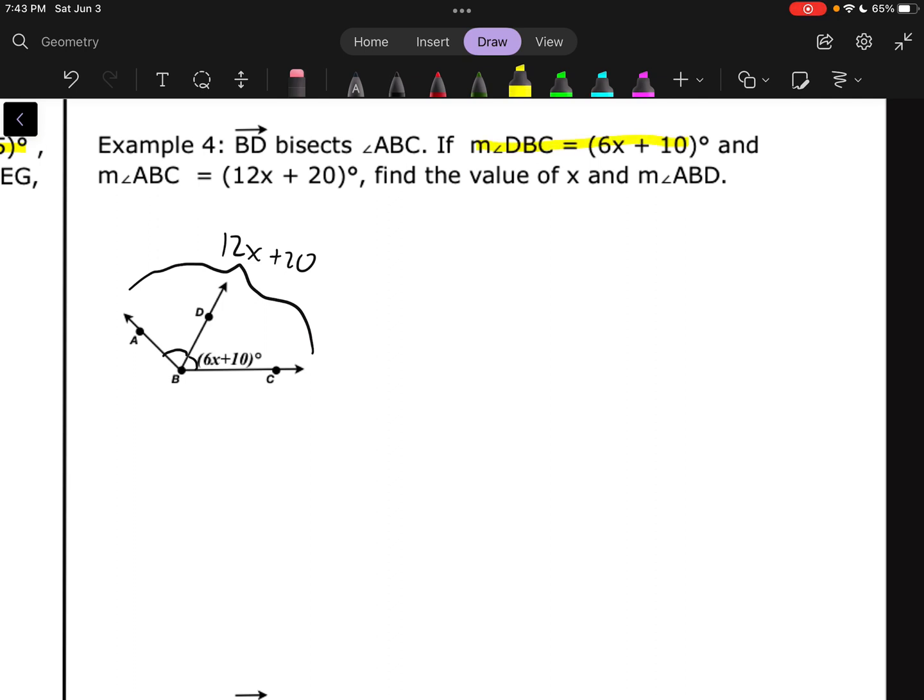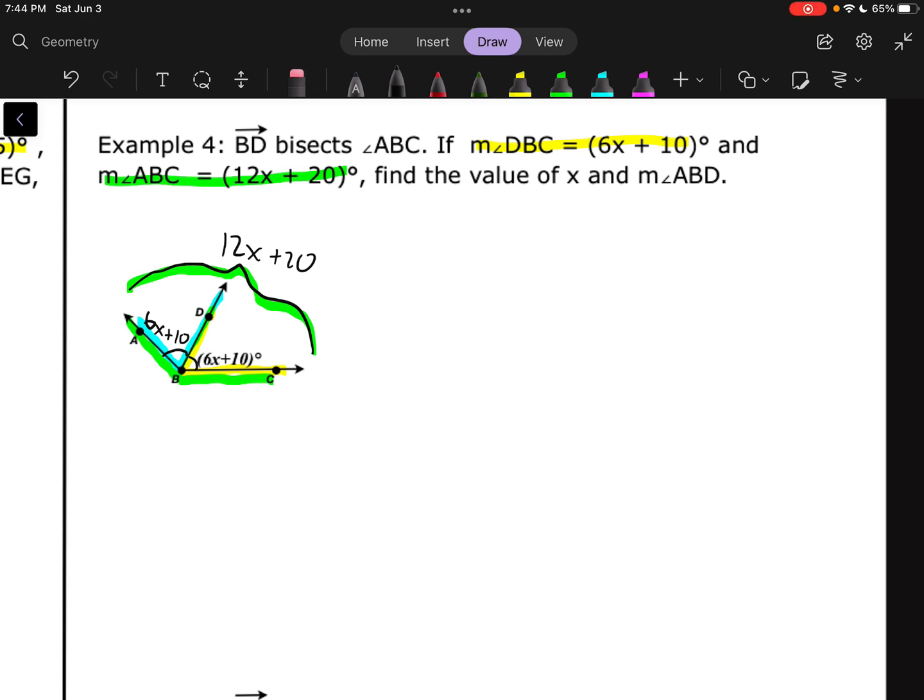Okay. So DBC, that's this part. But ABC is the big angle. That's this whole thing up here. Find the value of x and the measure of angle ABD. Well, we can't do part equals part because we don't know what the other part is, right? Normally, if it was a bisector, we would do blue equals yellow. But we don't even know what blue is. But here's the thing. If it got bisected, those two parts are the same, right? So wouldn't it be safe for me to call this angle also 6x plus 10 degrees?